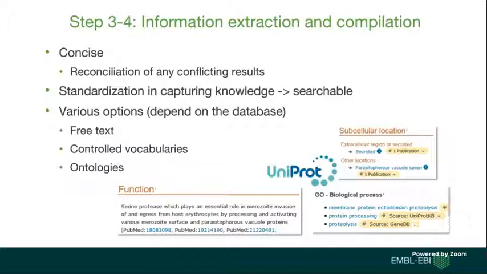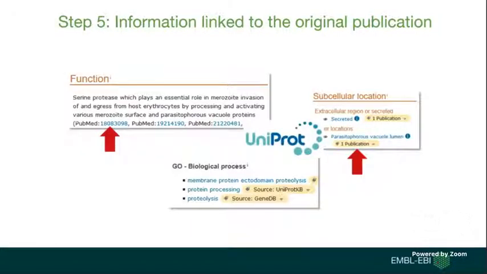But in UniProt, we use free text, and here you have an example for the function comment. We also use controlled vocabularies, such as for the subcellular location section, and ontologies like the GO annotation, the Gene Ontology annotation system that Birgit mentioned earlier. And the last step of the annotation process is to provide, for each piece of information that we add, the link to the original publication.